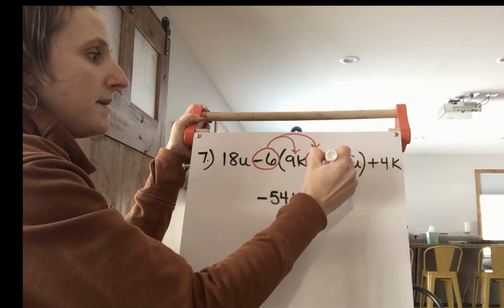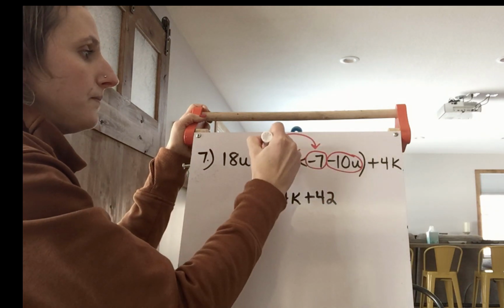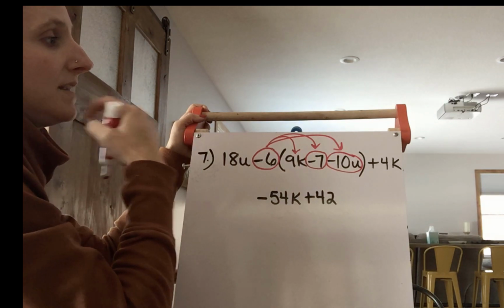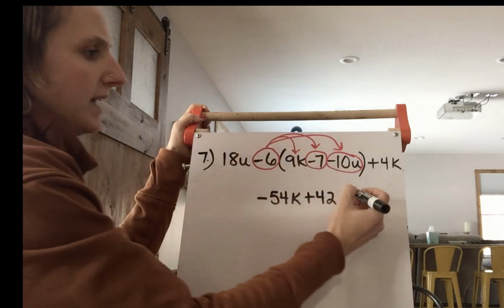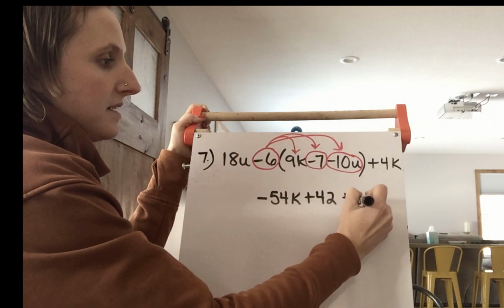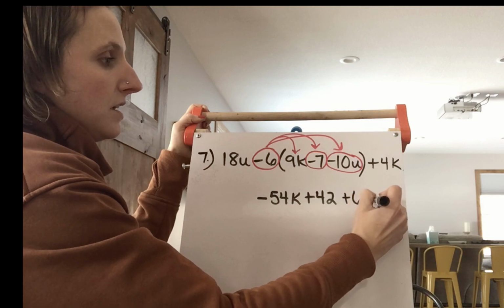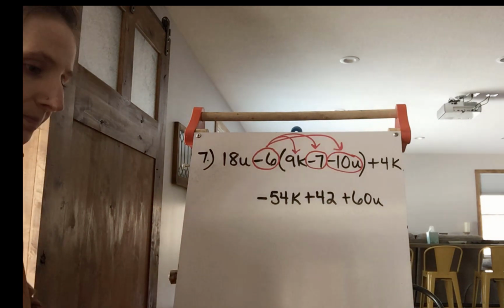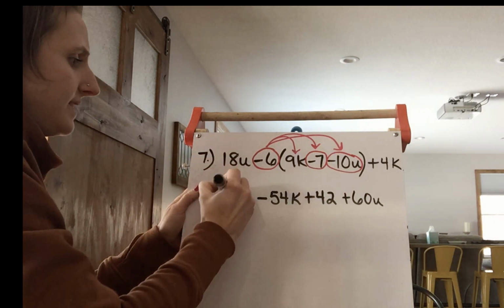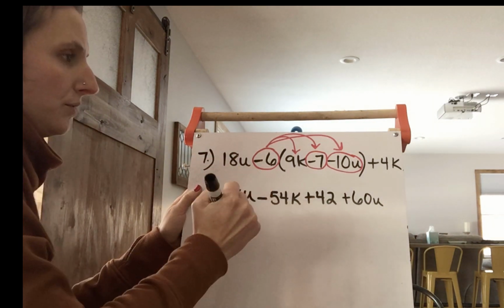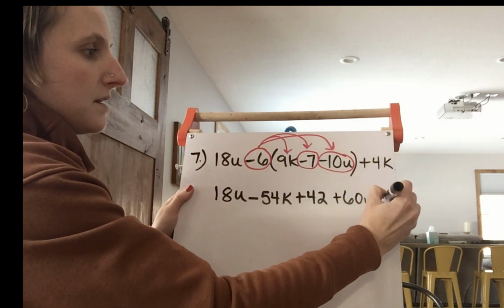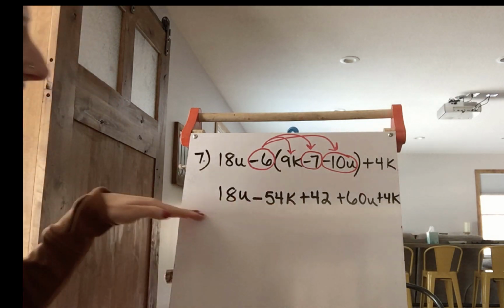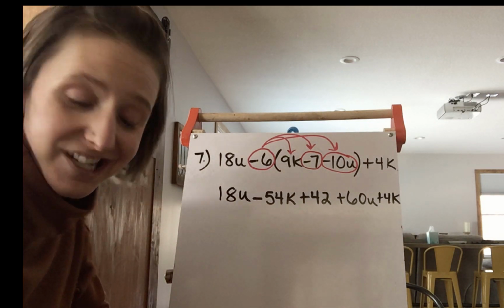So this last baby is a -10u. So let's pass that -6 to our -10u. How many u's am I going to have? Positive 60u. Now I have two terms that I need to drop down. We have 18u and we have plus 4k. Now I am ready to apply combining like terms.